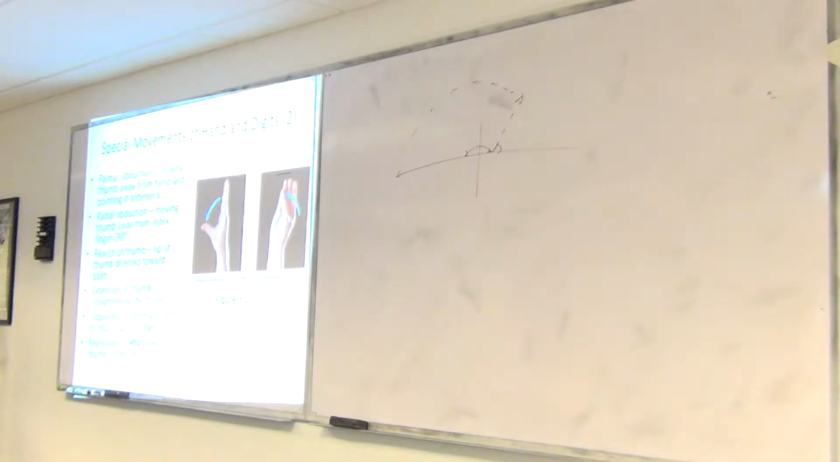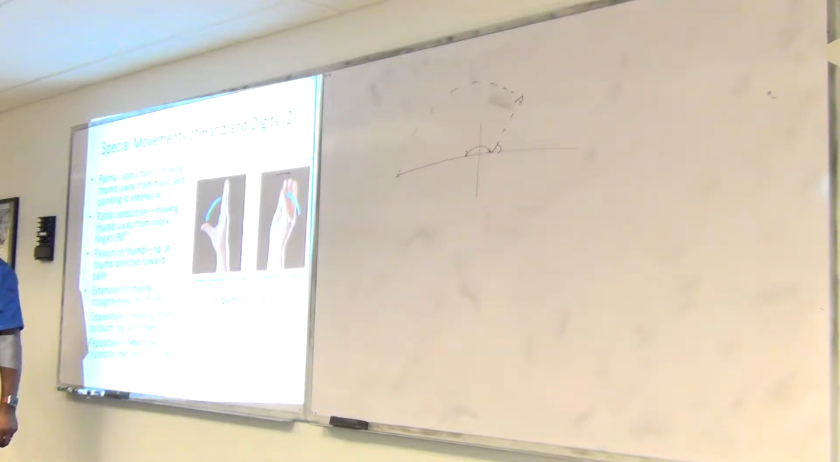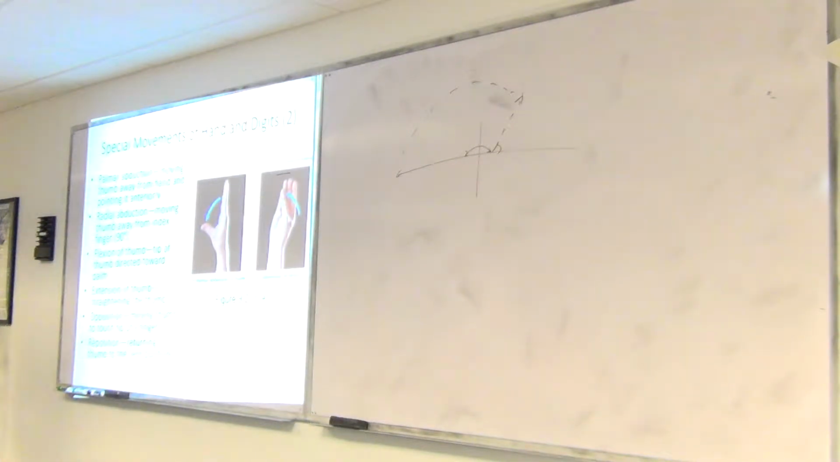So the palmar abduction. You're moving the thumb away from the hand. That's abduction. And opposition of thumb, bringing it back. You're using the thumb to touch the tip of the fingers.